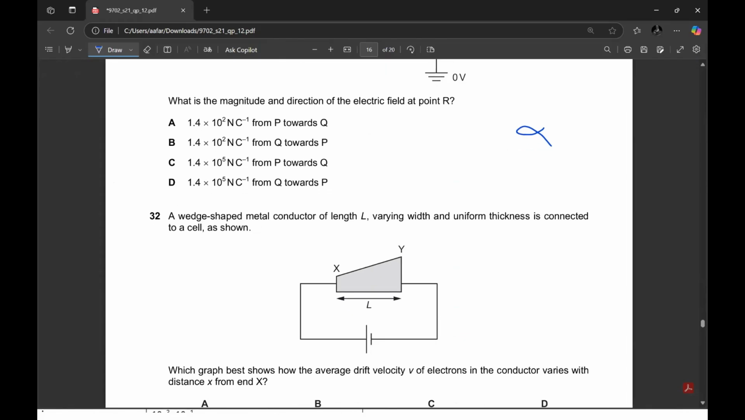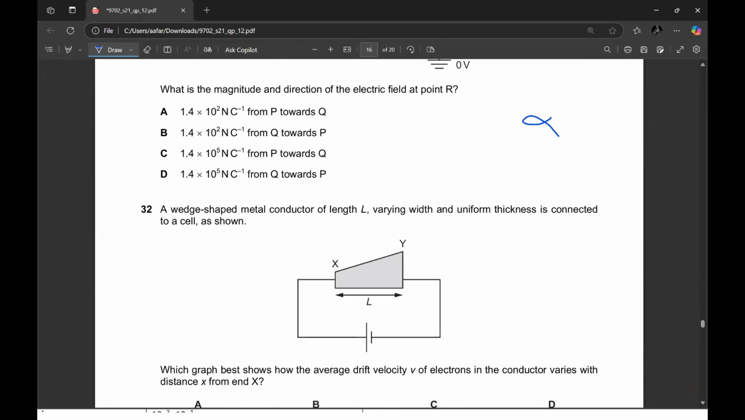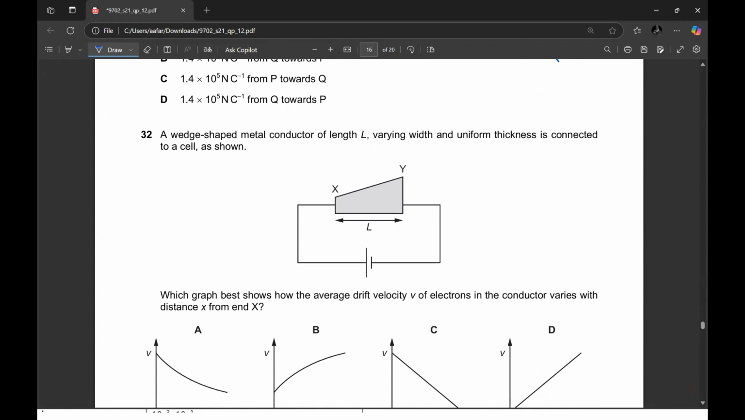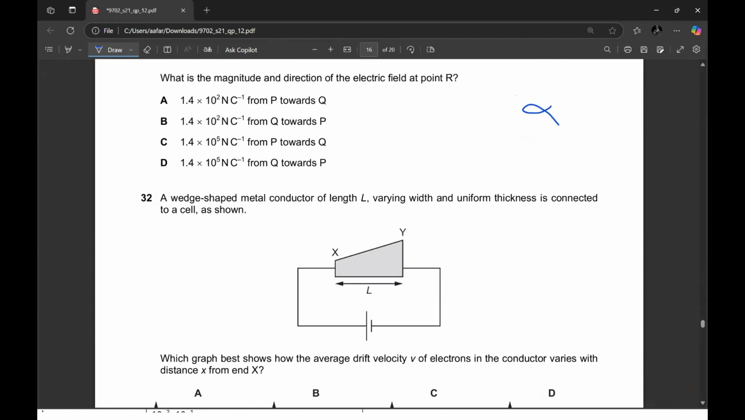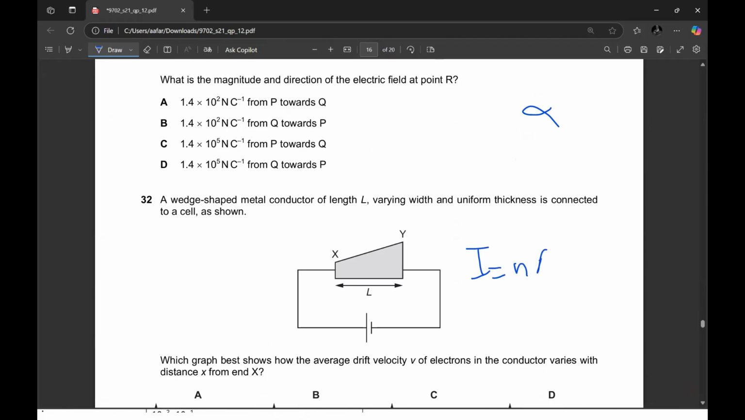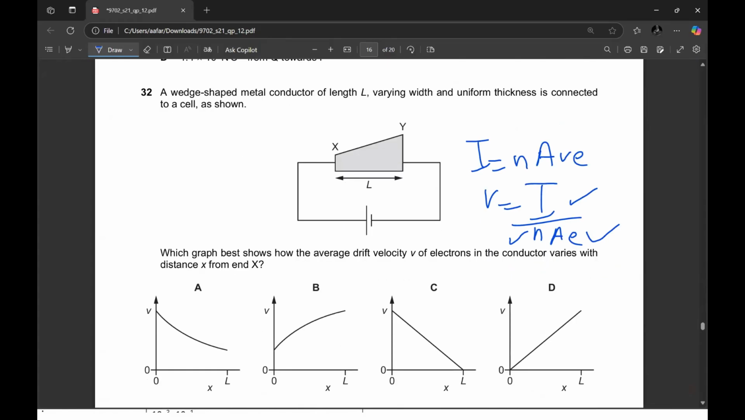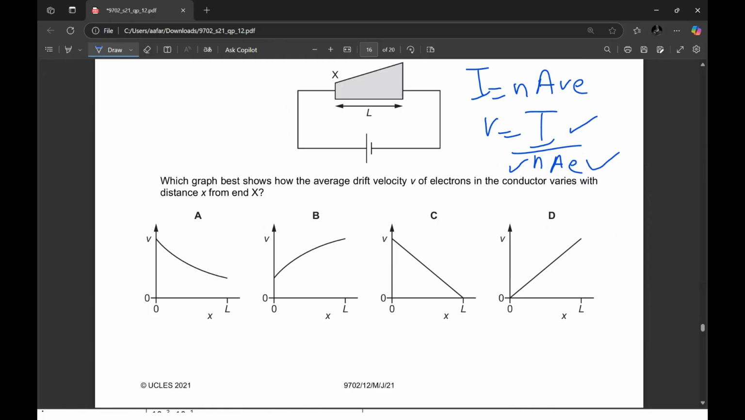A wedge-shaped metal conductor of length L, varying width and uniform thickness, is connected to a cell. Which best shows the average drift velocity of the electrons? So we know that drift velocity is proportional to... Now, the charge density will be constant, the elementary charge will be constant, and the current will be constant since it has a fixed resistance, right? So v is directly proportional to 1 over the cross-sectional area.